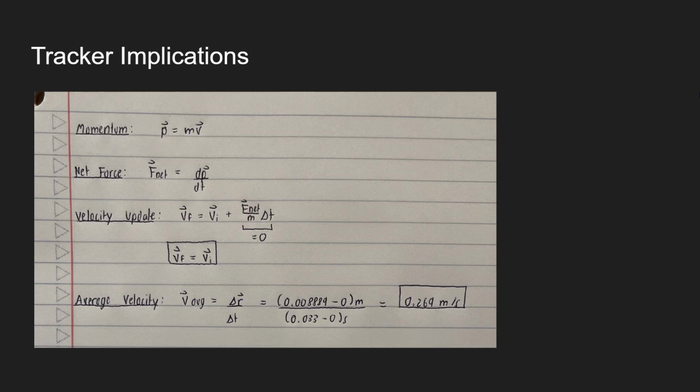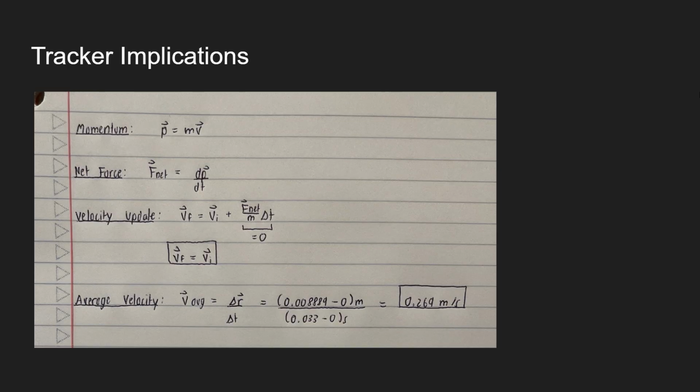Since we are assuming the object is moving at constant velocity, the momentum of the object, mass times velocity, will be constant. Therefore, the net force of the object, which is the derivative of the momentum, will be equal to 0. Thus, according to the velocity update formula, the initial velocity will be equal to the final velocity, since F net over m times delta t will be equal to 0. Knowing this, we can use the average velocity formula, where average velocity equals change in position over change in time, to find the initial velocity of the object.